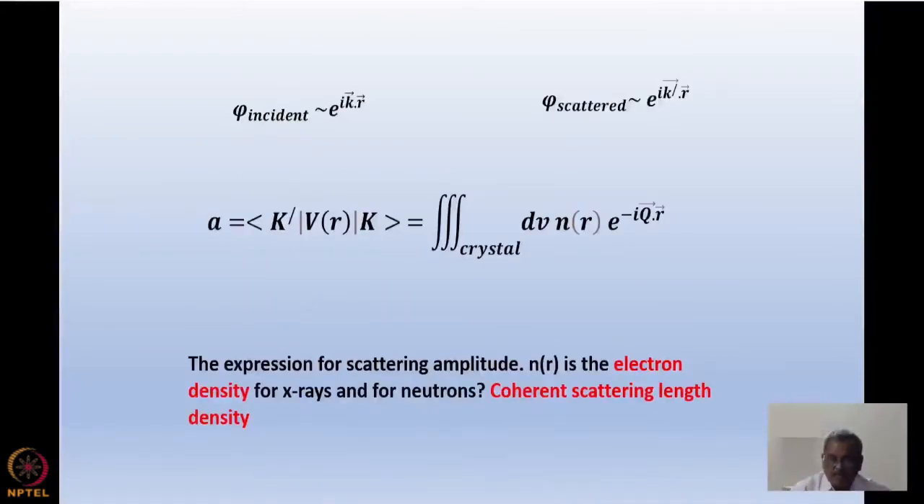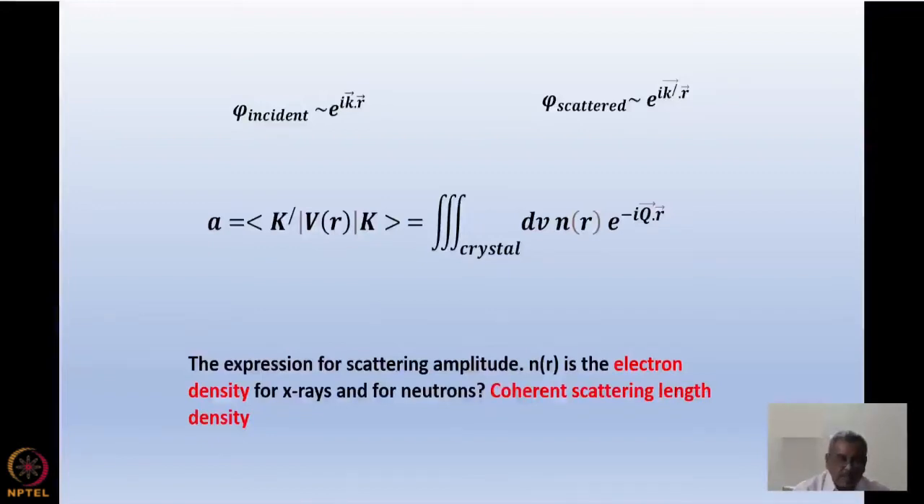So primarily what I am trying to evaluate is this. I have an incident wave function e to the power i k r, and I have an outgoing wave function which is e to the power i k prime r, and this change in direction from k to k prime is caused by the crystal scattering potential.